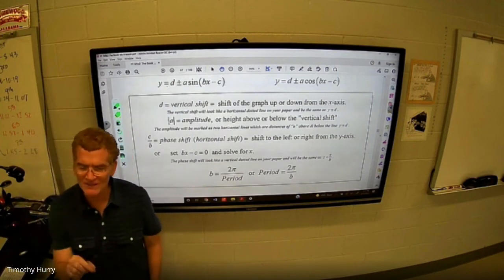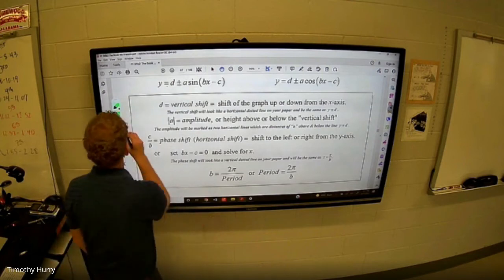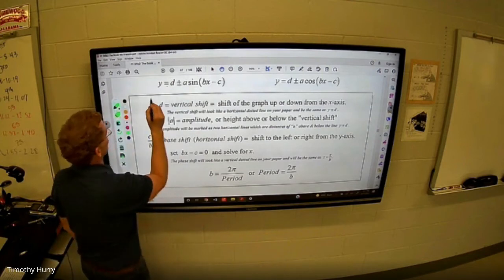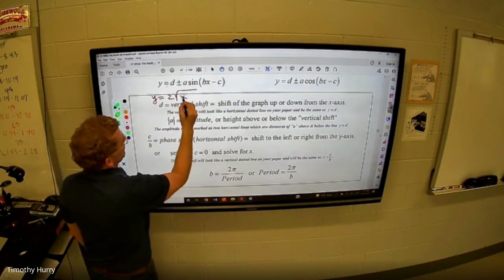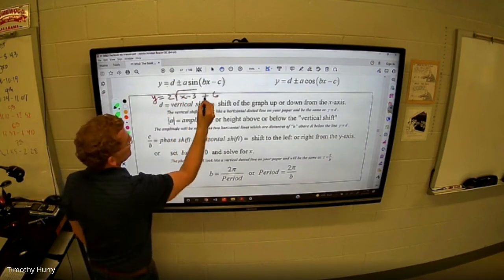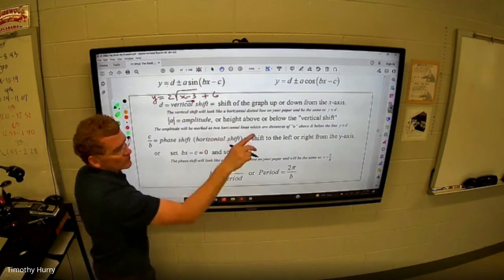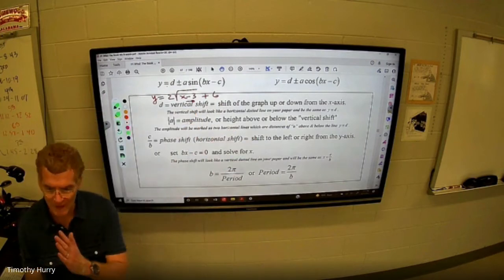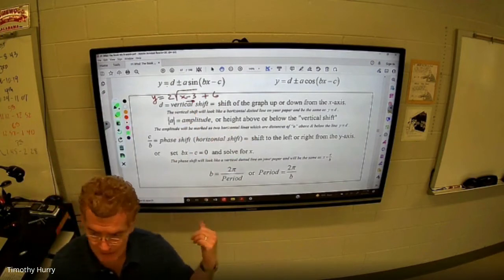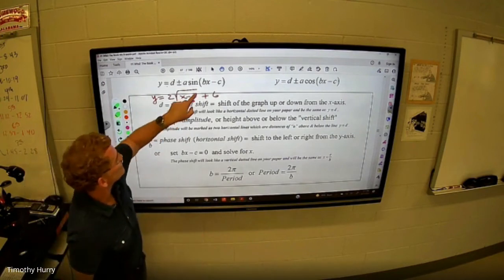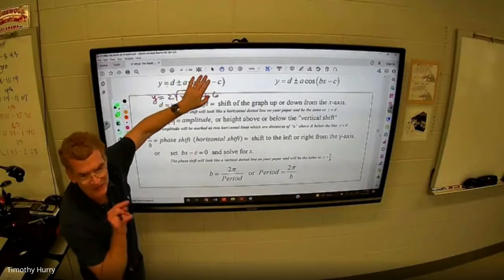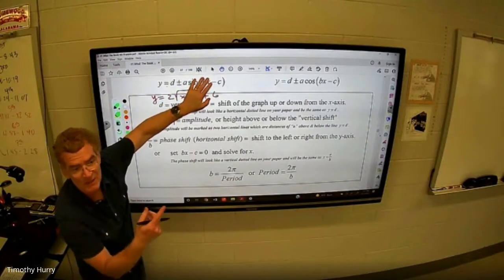Now, here's why this is a little bit different than what you're used to. You're used to stuff like this, right? Y equals 2 square root of x minus 3 plus 6. And you can look at this and go, shift to the right 3. We've been calling that a horizontal shift, but in trig, it's called a phase shift. So if this was x minus c, I would go to the right c. If it was x plus c, I would go to the left.